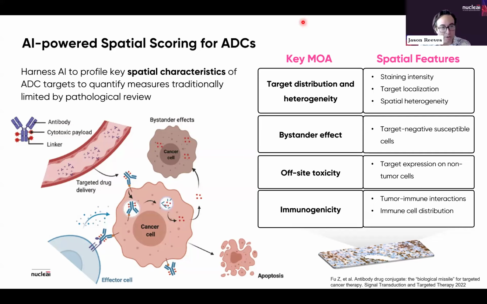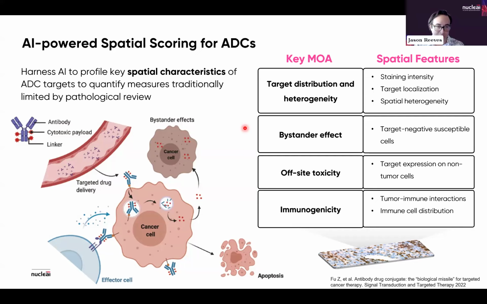These include target distribution and heterogeneity. So trying to understand from an IHC perspective, where is a target localized? How intense is the staining? And how much spatial heterogeneity do you have? And that can be both at the tumor level as well as the cell level, looking at where the target is distributed within the cell, on the cytoplasm or within the membrane, within the cytosol, or potentially in the nucleus itself.